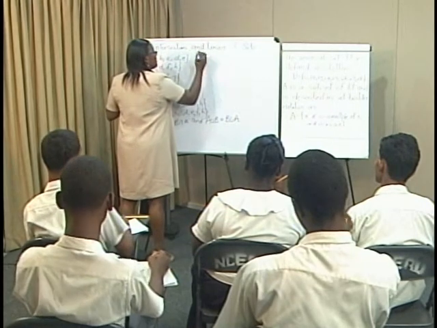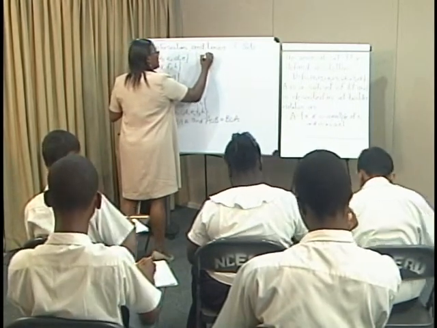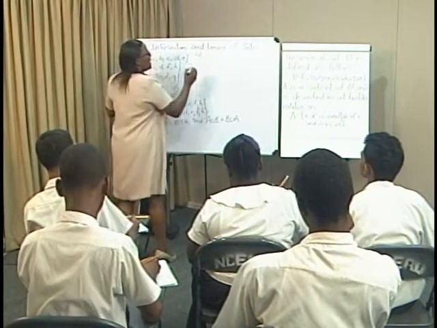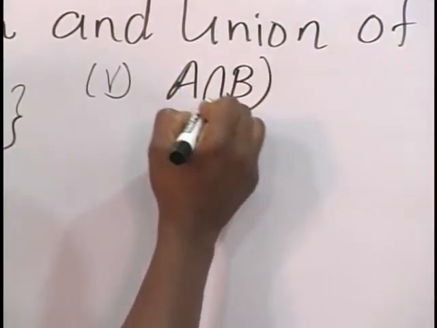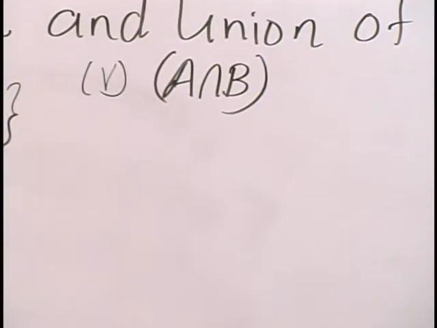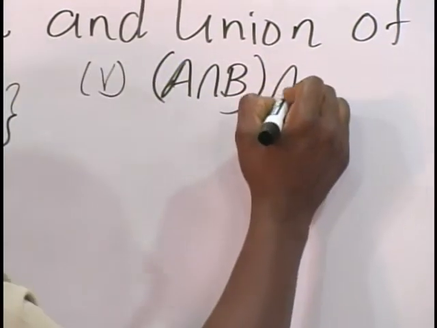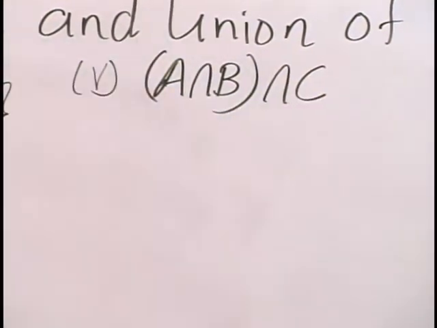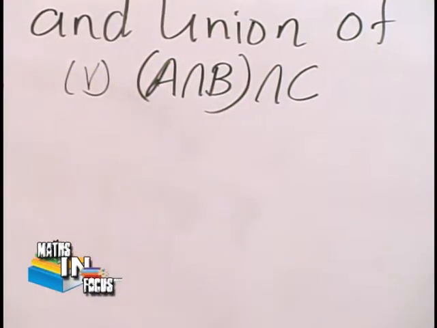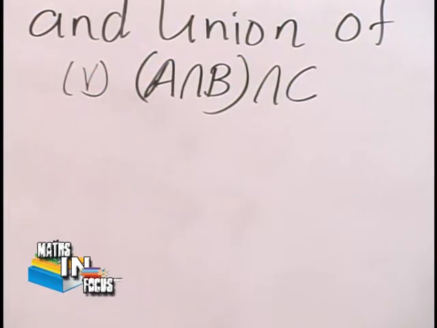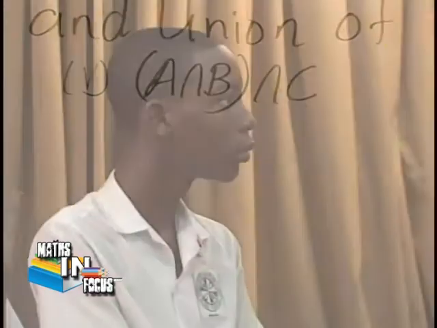Fifth one. I want you to try, look at it first. I would have A intersect B, that's one set. And then I'm going to intersect C. A intersect B is one set. And we had it here. Intersect that now with C. And see what you would get.